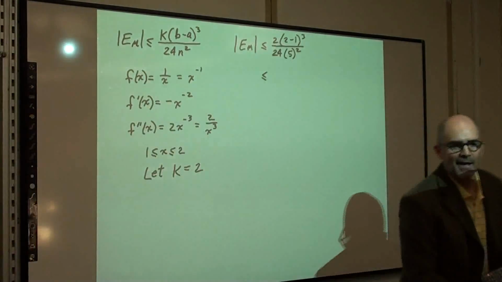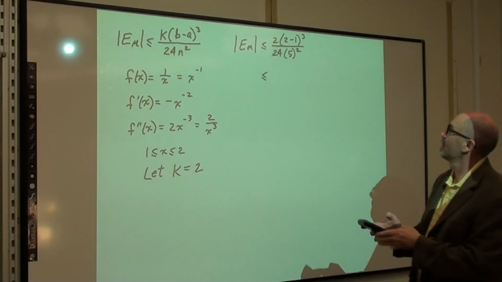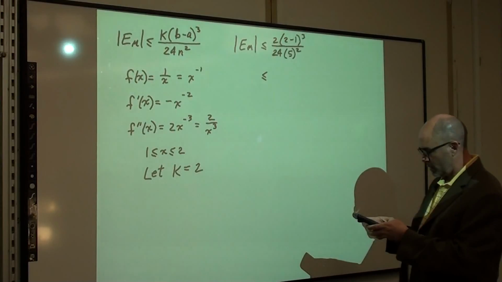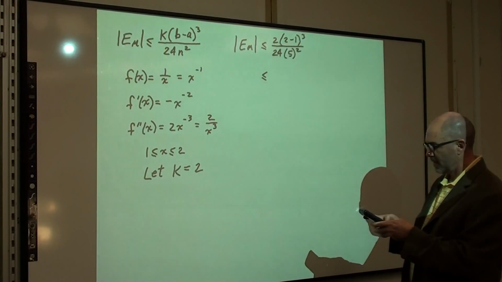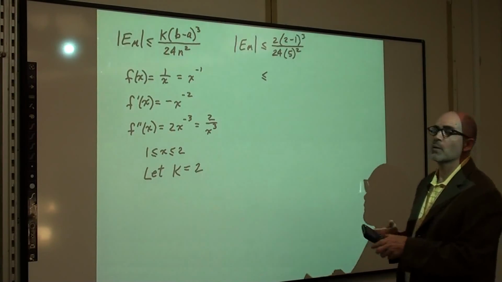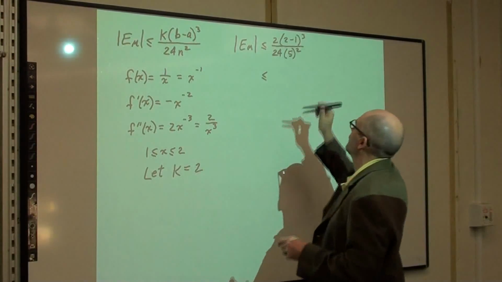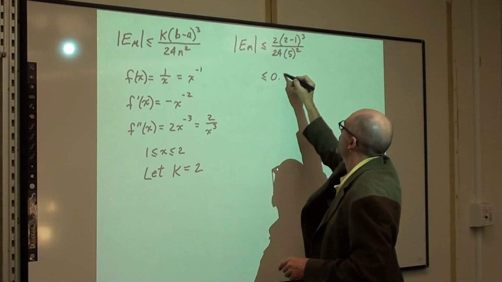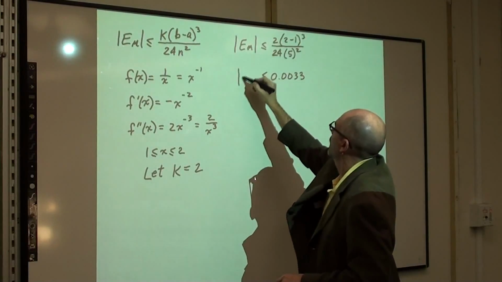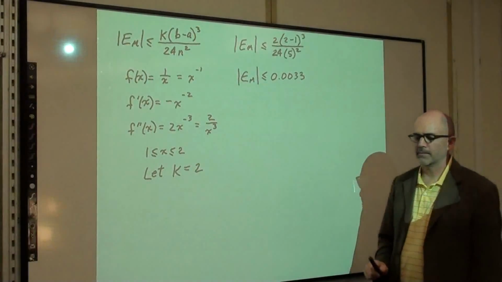We don't want to mess that up, so let's actually calculate it. So I've got 2 over 24 times 25. Yeah, that's right. 0.003 repeating. How could I have doubted myself? Okay, so this is 0.0033. So the error of the midpoint is going to be within 0.0033.